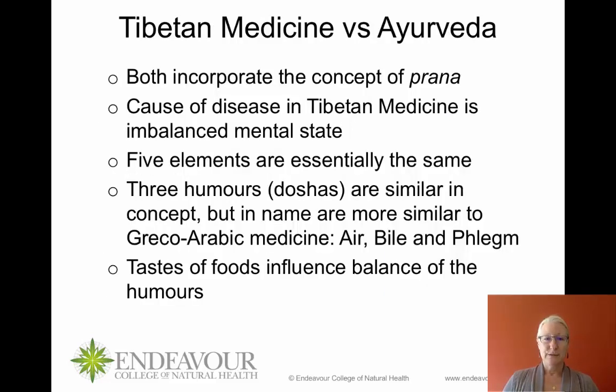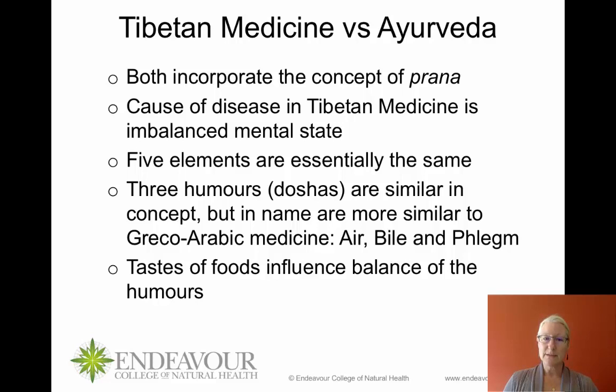So to compare the two, both Tibetan medicine and Ayurveda incorporate the concept of prana. But the cause of disease differs. You might recall in Ayurvedic medicine, the source of illness is considered to be separation from the divine, and in Tibetan medicine it is considered to be an imbalanced mental state. And so you see here the Buddhist influence, because Buddhism places a large emphasis on balance in the mind, and you see that pervaded in the medicine as well.